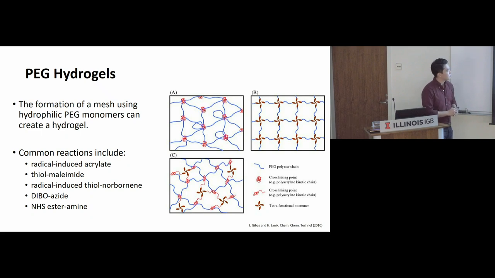Some of the common reactions include radical-induced acrylate. So this would be an example of a radical-induced acrylate hydrogel. It can be thiol-maleimide, or radical-induced thiol-norbornene. These are very specific reactions. The thiol will only react with maleimide once, and the thiol will only react with norbornene once. So with that, you can create this step growth system. And there are other systems such as diazide, NHS ester-amine, which will also create a step growth hydrogel.